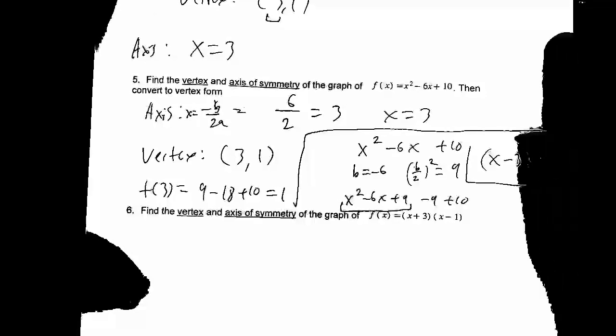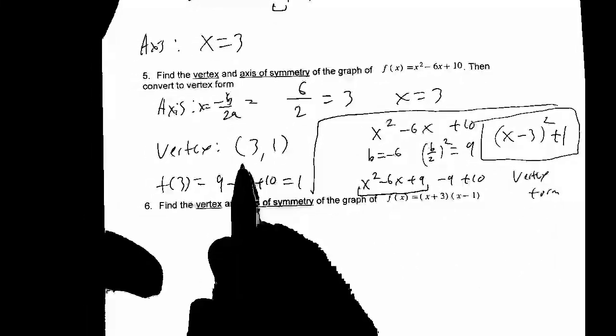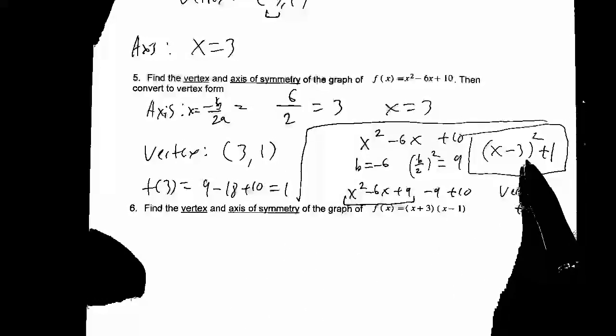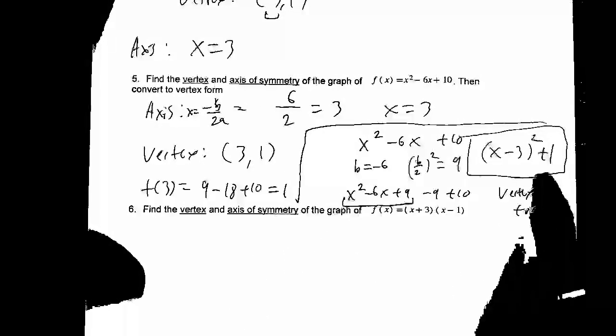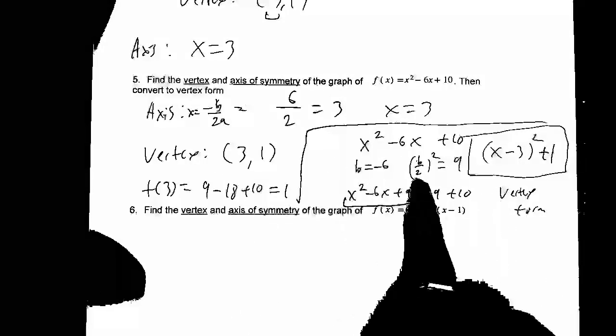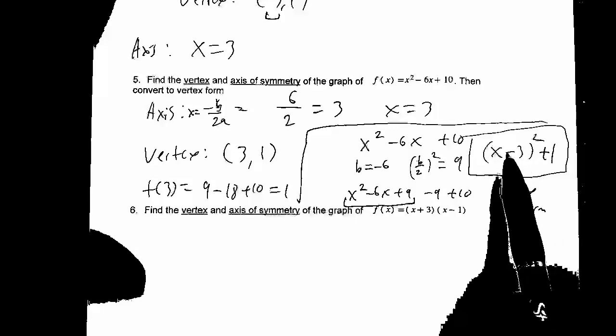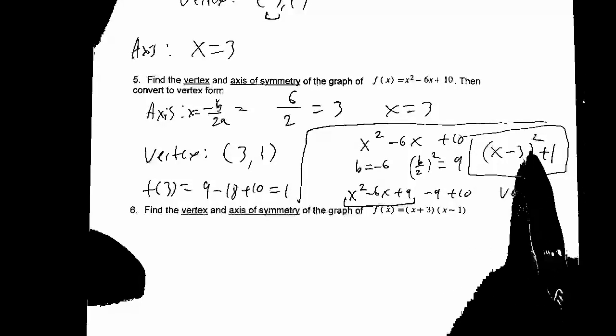And so this makes sense because my vertex is (3, 1), and my vertex form is (x minus 3) squared plus 1. So you could also have just gotten it from here. You didn't have to necessarily complete the square. You could just say, oh, I know the vertex is (3, 1). Therefore, my vertex form must be (x minus 3) squared plus 1.